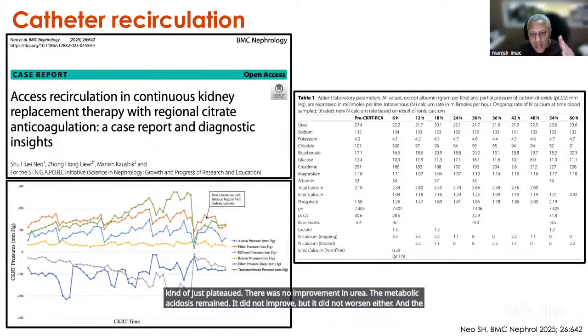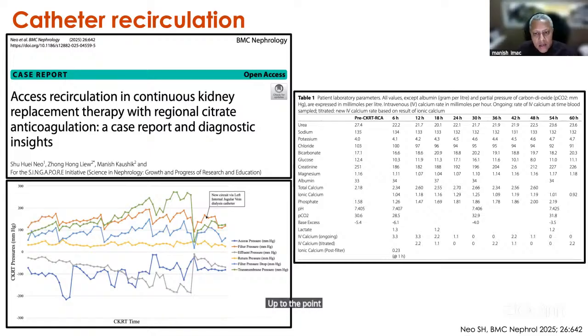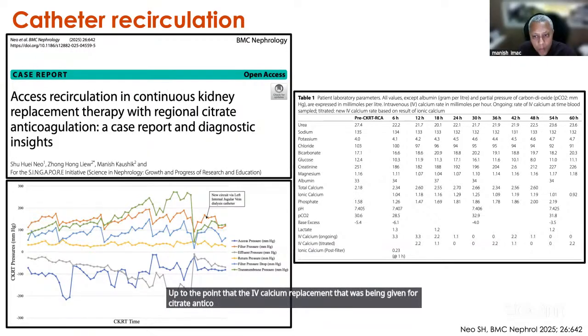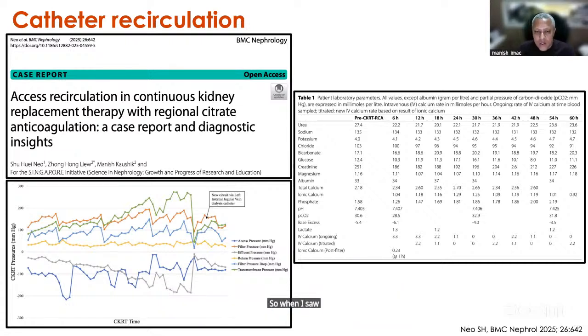And the systemic calcium, total calcium and ionic calcium, both began to increase, up to the point that the IV calcium replacement that was being given for citrate anticoagulation had to be stopped for a short period of time. And if you look at the ratio, it did not change, and the acidosis did not worsen. So this did not tie in with the risk of citrate accumulation. So when I saw this patient, it immediately struck me that there's probably some degree of recirculation happening.